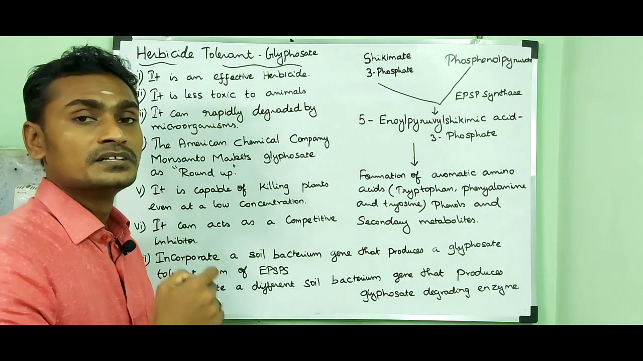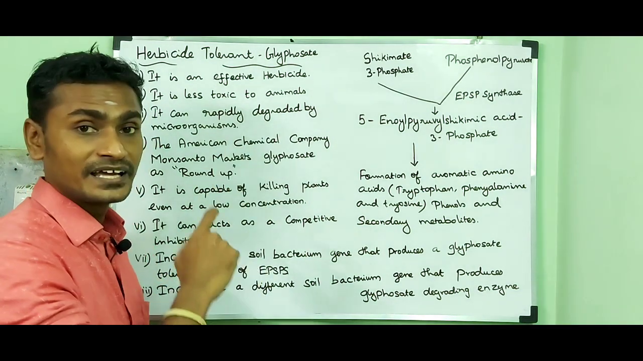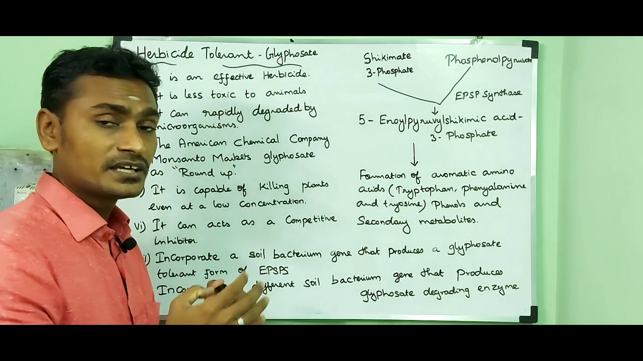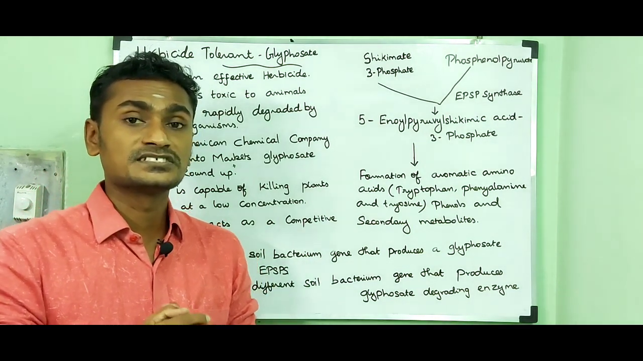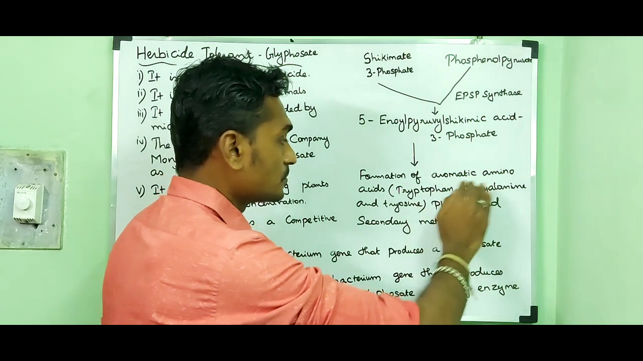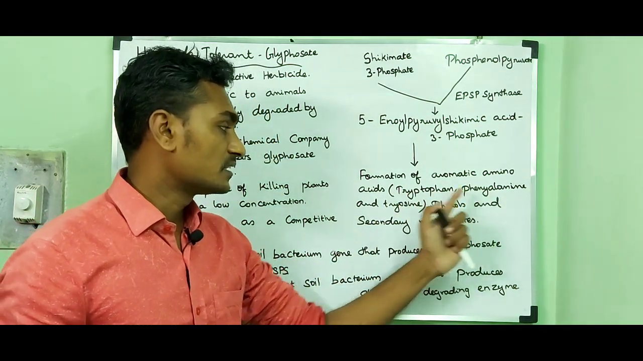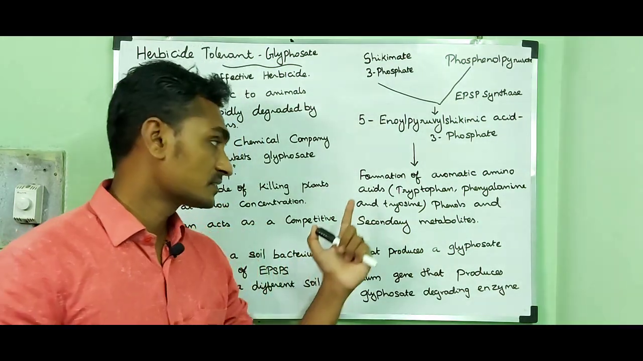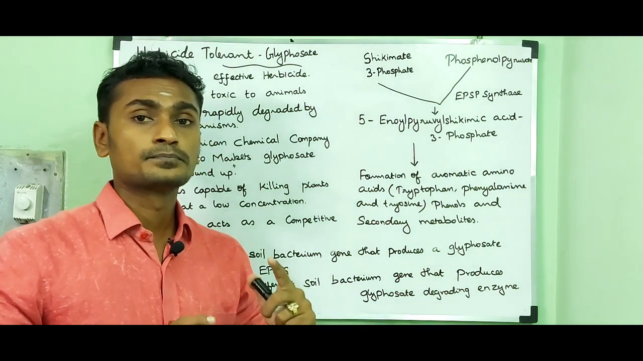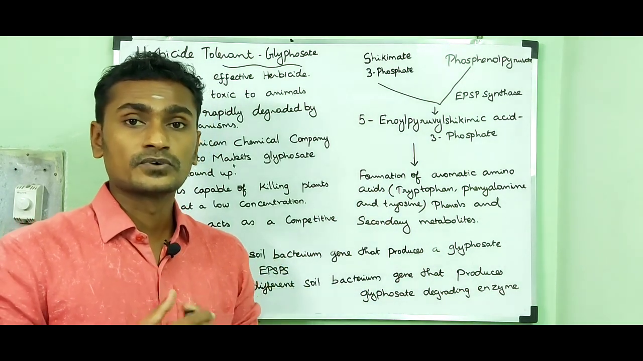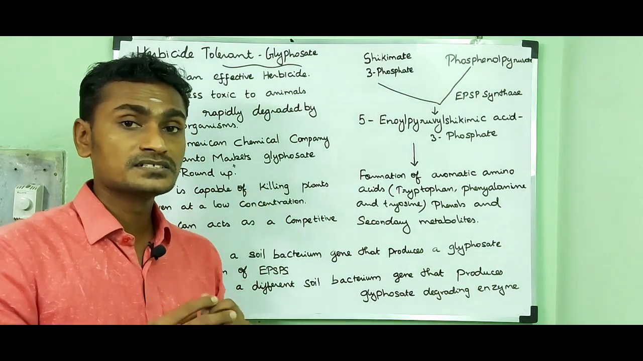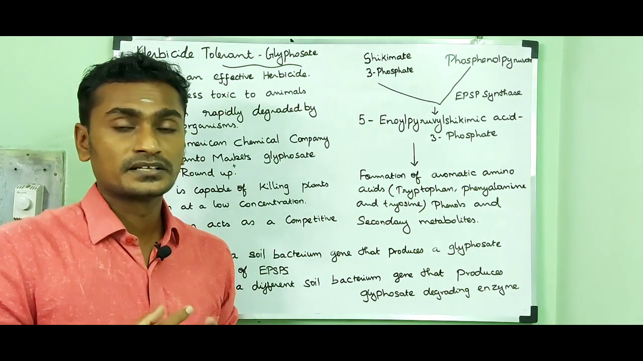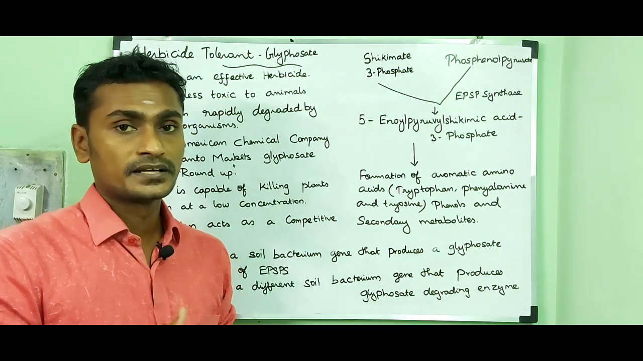Then I am going to tell you the mechanism of glyphosate action in the succinic acid pathway. The succinic acid pathway is very important for plants in order to produce aromatic amino acids like tryptophan, phenylalanine, tyrosine, then phenolic compounds and secondary metabolites. These compounds are very important for plant growth and survival. So the succinic acid pathway is an essential pathway to maintain the growth and survival of the plant.